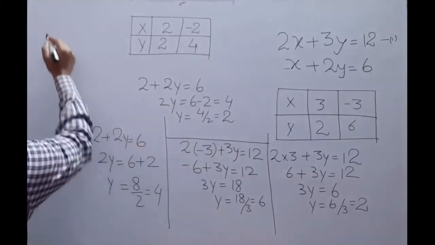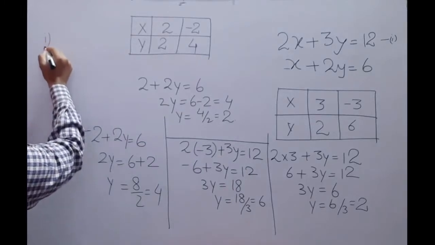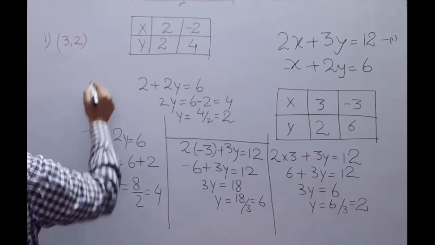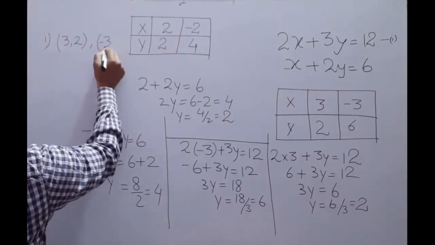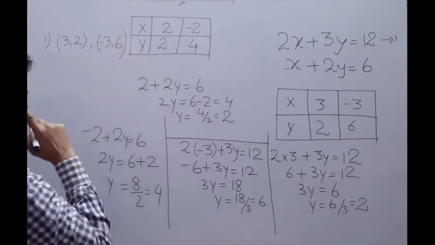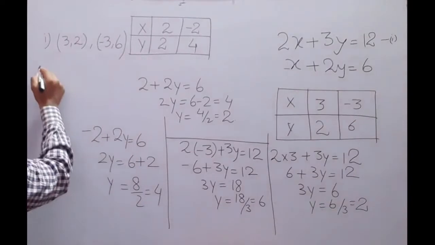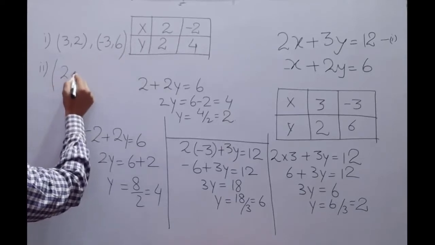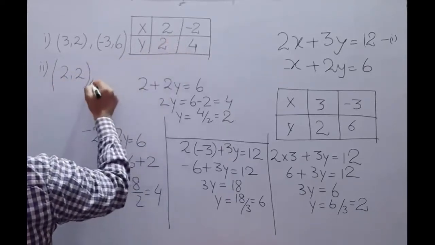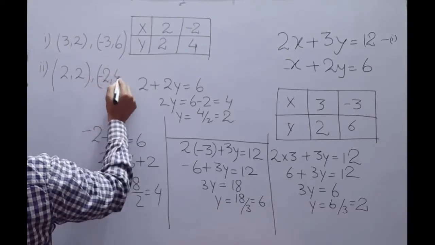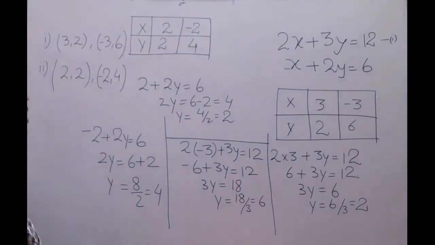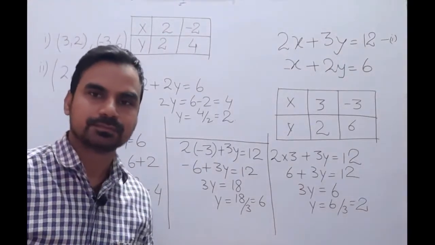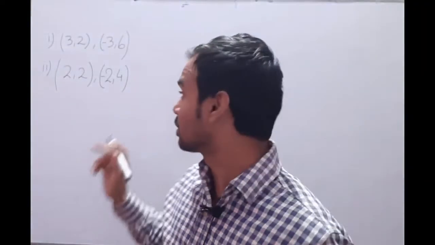So from the first equation we have got the coordinates (3, 2) and (-3, 6). From the second equation, the coordinates are (2, 2) and (-2, 4). So these are the coordinates which we have got after putting the different values of x in the equation. So students, we have got the coordinates here.